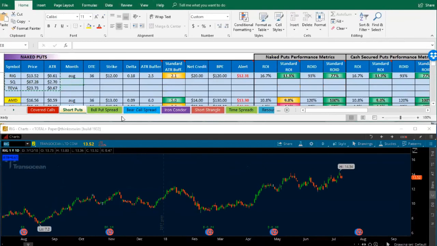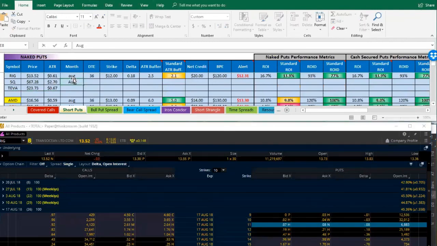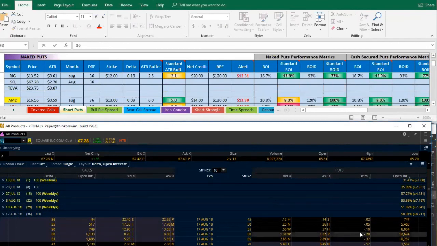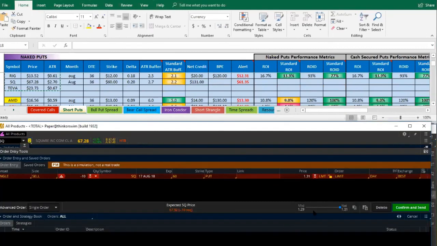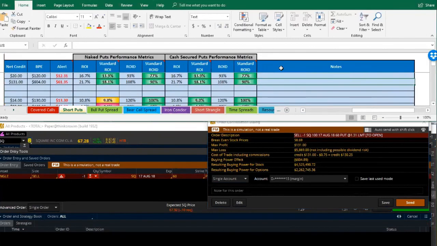Square. Let's do this one here next. August, 36 days. Let's look at SQ. Start with that 20. That's the 60 strike, 0.20 delta. Net credit 131. This one's going to be interesting. Set 1. 604. This cushion is not there.